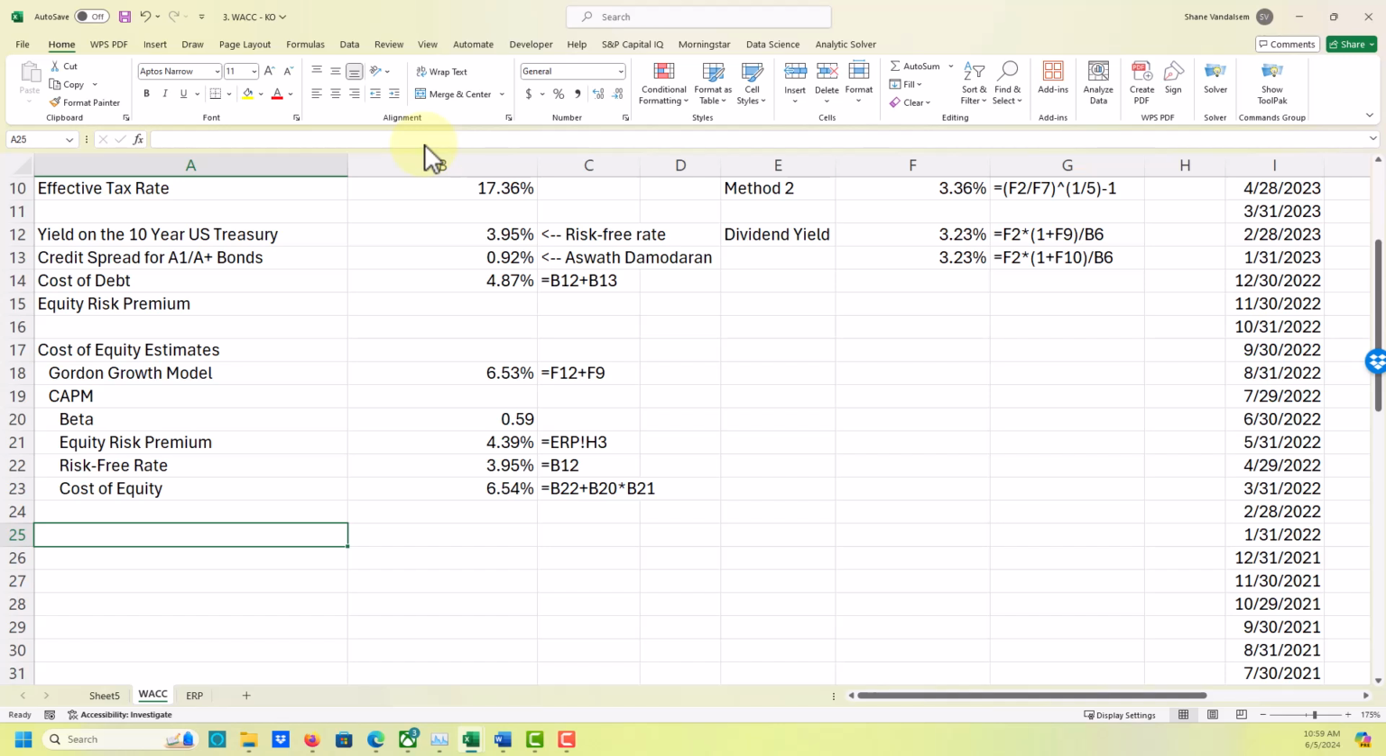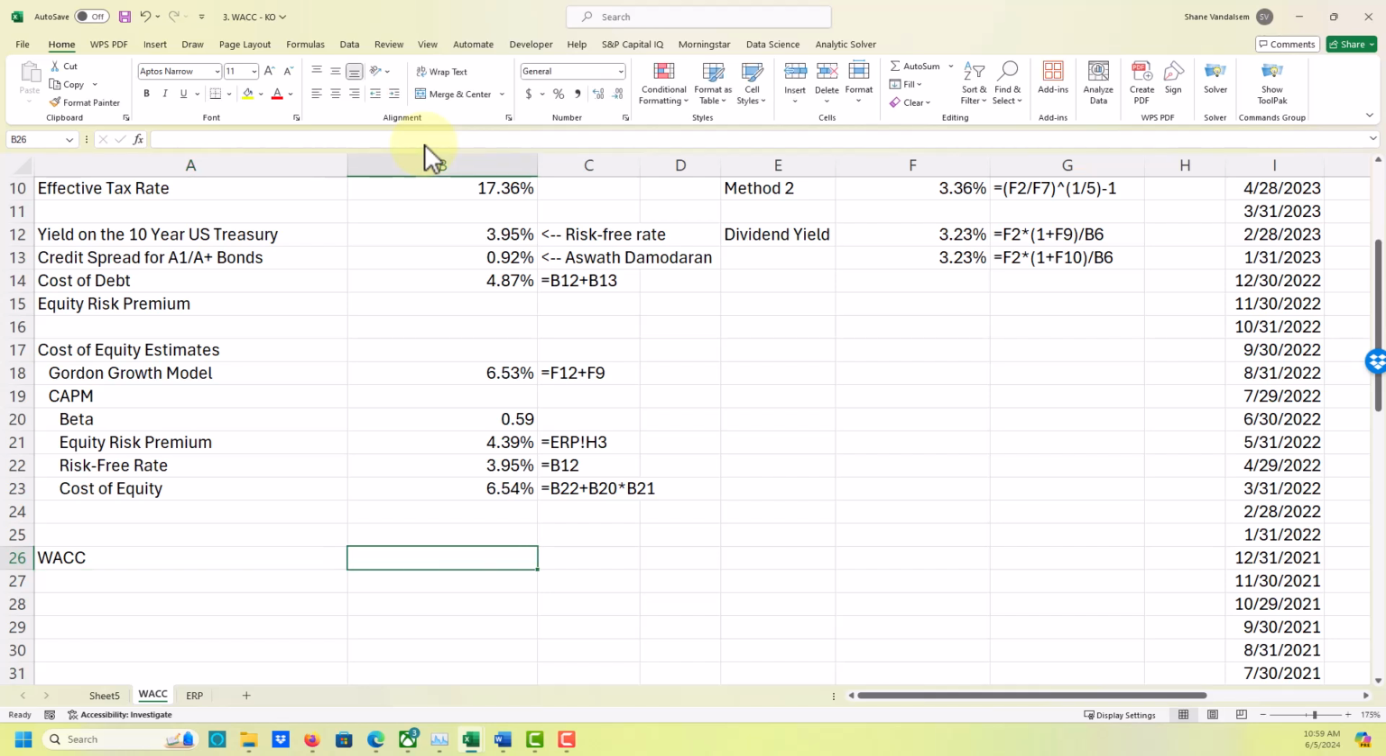The last step here then is to calculate the weighted average cost of capital. We have a cost of debt estimate. We have the effective tax rate. We have the cost of equity. And we could really use either one of these. They're very, very close in value. So let's go ahead and calculate that.